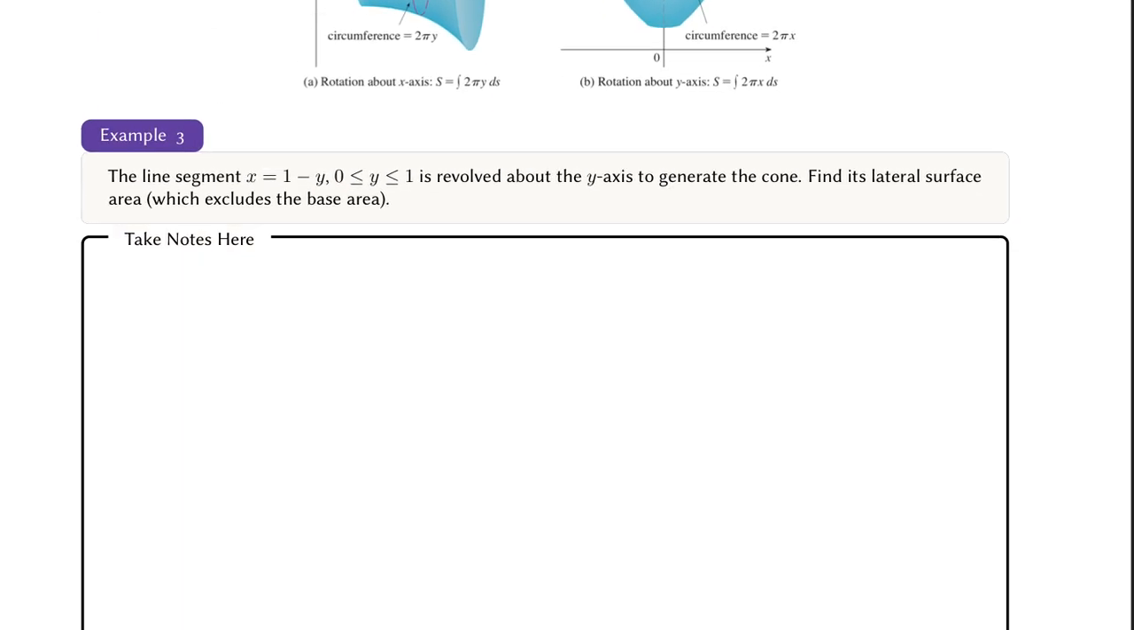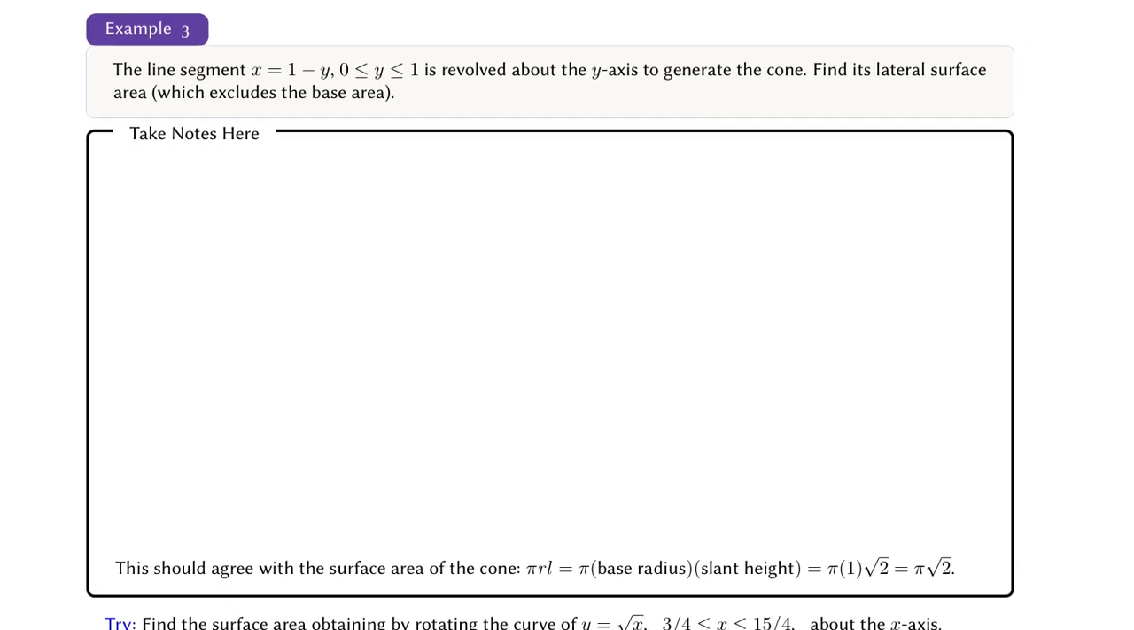For example, the line segment x equals 1 minus y, where y is between 0 and 1, is revolved around the y-axis to generate a cone. Find the lateral surface area, which excludes the base area.